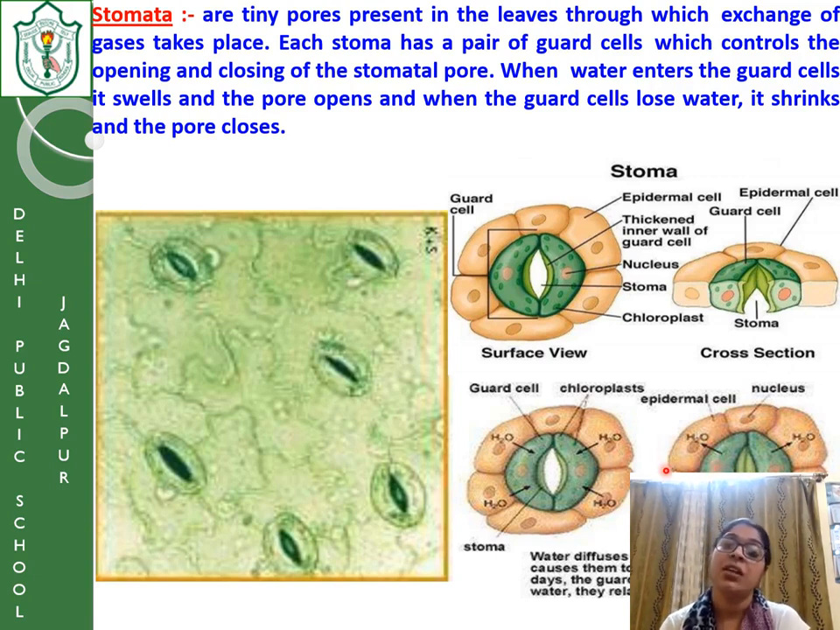So what happens? The water moves towards outside. So the guard cell shrinks. When the guard cell shrinks, automatically the gap between the two guard cells also closes. So the stomata closes. So this is the mechanism. If the question is asked, how the stomata opens and closes, or how the guard cells ensure it, or what is the mechanism the guard cell uses to open and close the stomata.